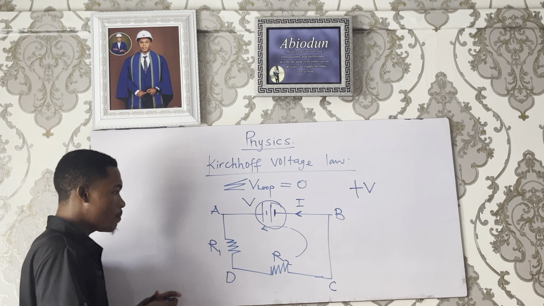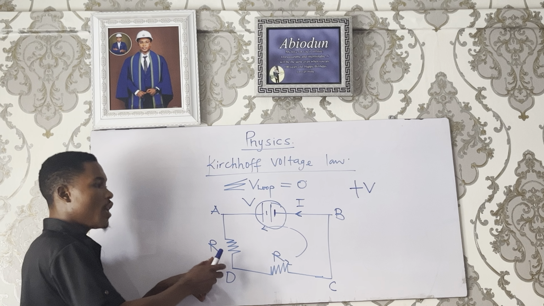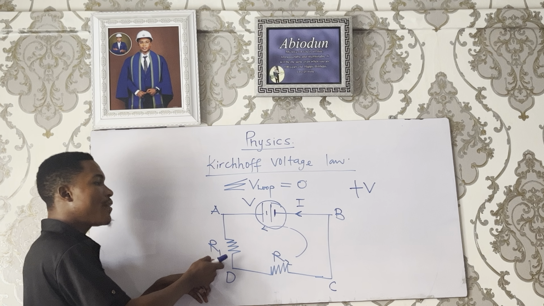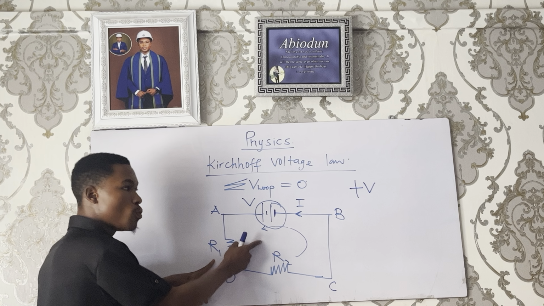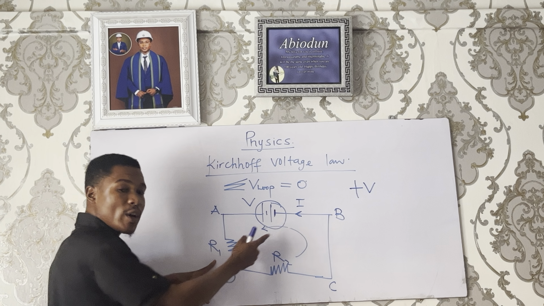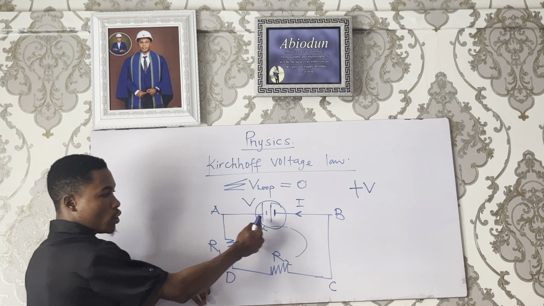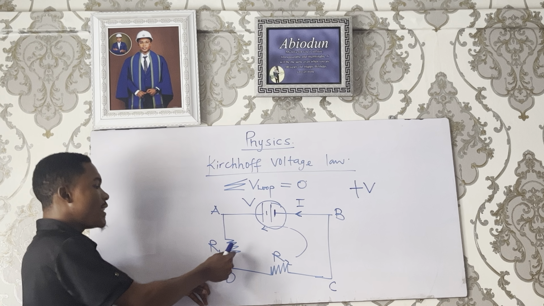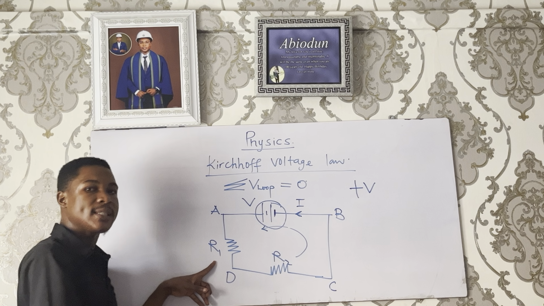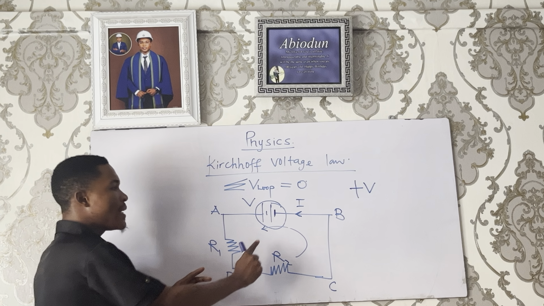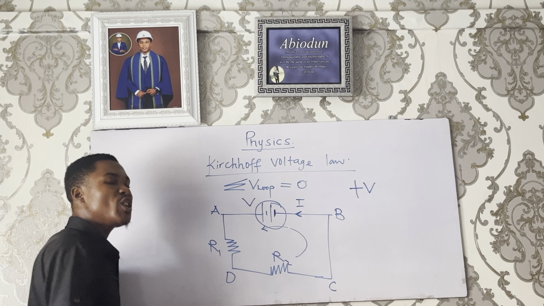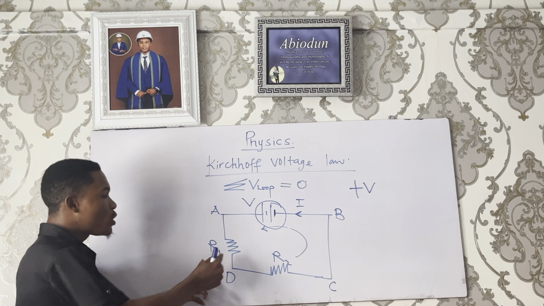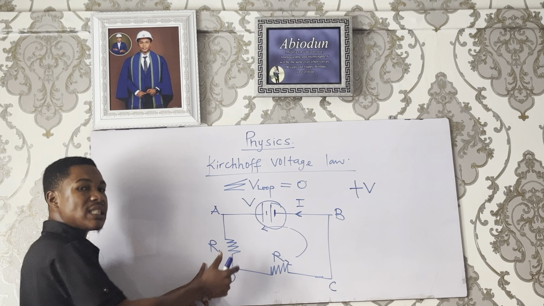Let's move on. Look at this resistor here. In order to determine the potential difference or the potential drop in the resistor, we have to consider the direction of the loop and the direction of the current. So in a resistor, when the direction of the loop is the same as the direction of the current, the potential difference in the resistor is negative. But when the direction of the current is opposite to that of the loop, the potential difference in the resistor is said to be positive.